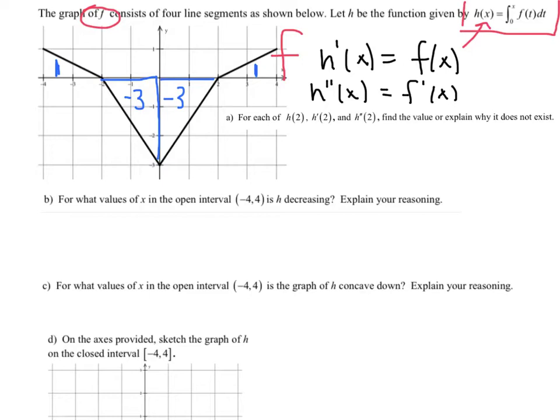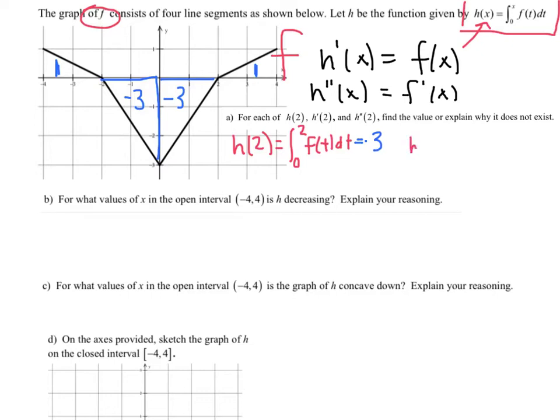Now look how simple this is. Part A wants me to find h of 2. So I'm simply going to plug 2 into that integral from 0 to 2 of f of t dt. Now again, take note: 2 went into the variable x, so it only goes into x in this integral. Now it says integrate from 0 to 2 of function f. That's this graph. And I can clearly see the area from 0 to 2 is -3.